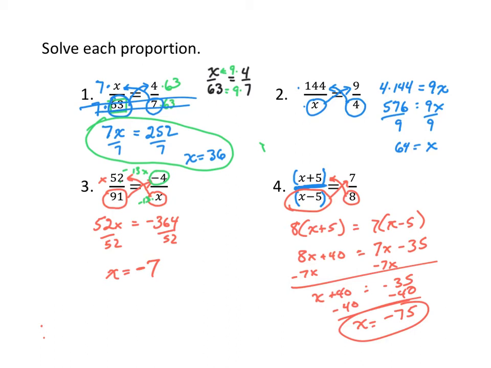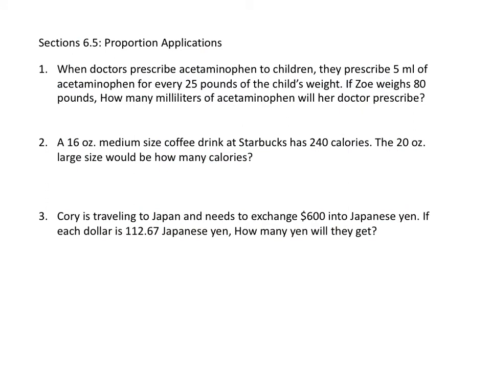Cross multiply. Cross multiply. Okay, so we have a couple of proportion applications here where we have to write our own proportion. So write your own proportion and then solve it to solve the problem. When you write a proportion, there are so many different ways of writing the proportion. Your way might be different than your neighbor's way. It might be different than my way. We could all three be correct. Let's see how it goes.